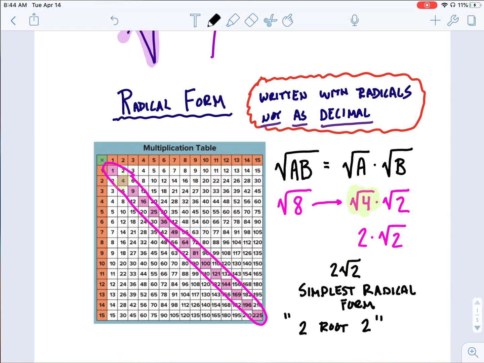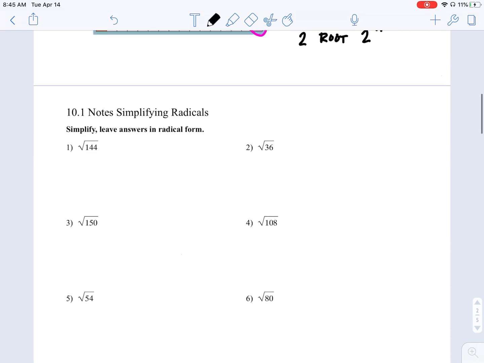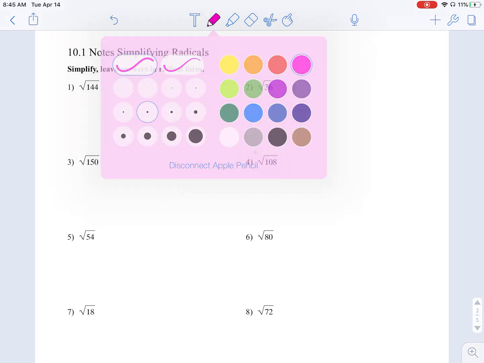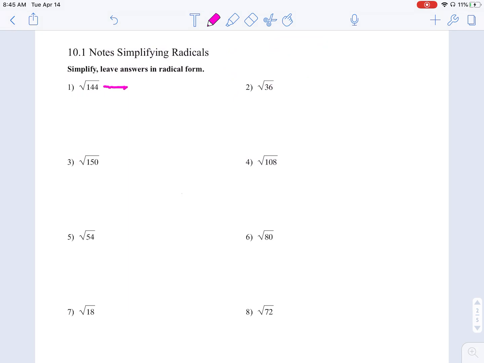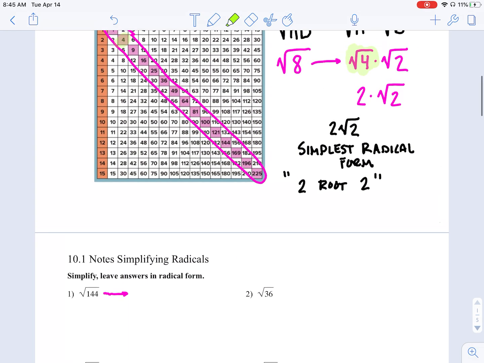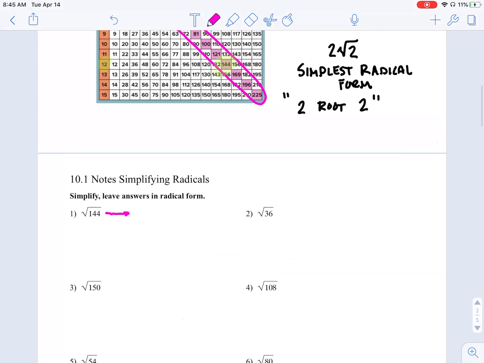Okay, so I'm going to do the left column of these for you and give you some examples. Square root of 144. Let's simplify and leave answers in radical form. Well, I'm going to first check to see if that number happens to be a perfect square. So 144, lo and behold, is a perfect square. I look at where that perfect square comes from, and it comes from 12 times 12. So that one was a perfect square, which means I don't have to leave it as a radical at all. It's just 12.